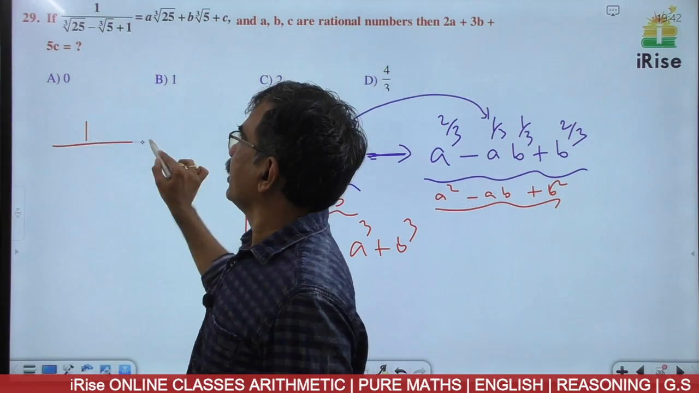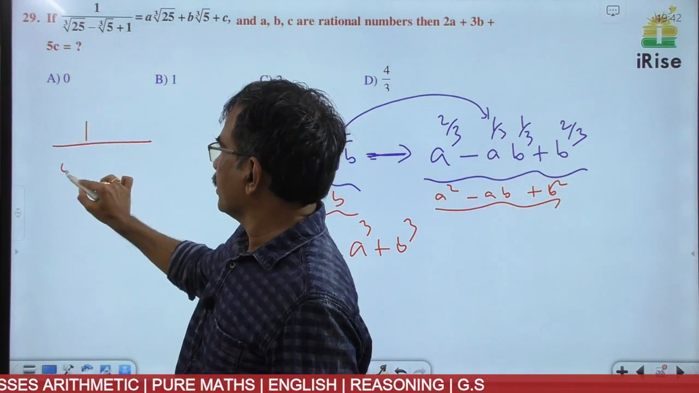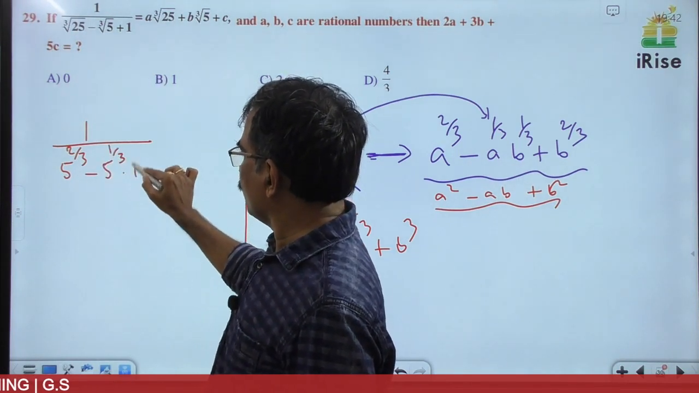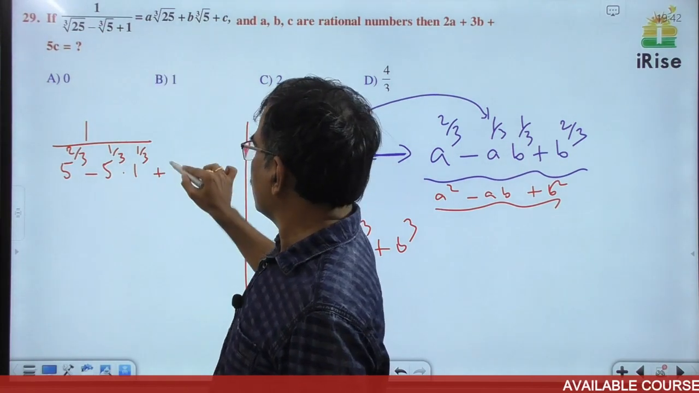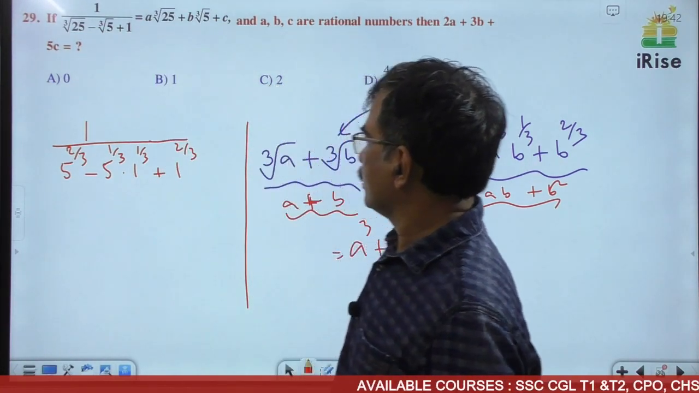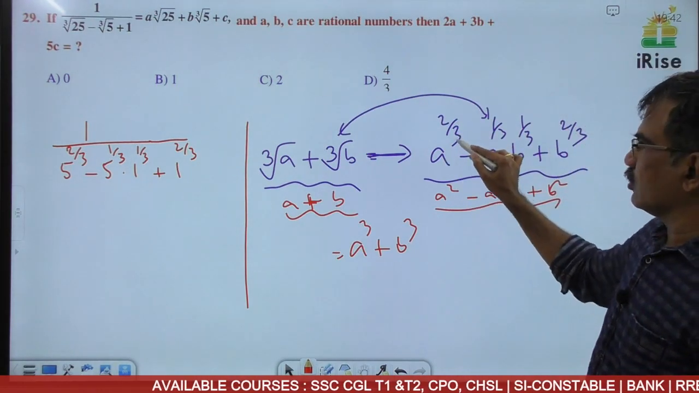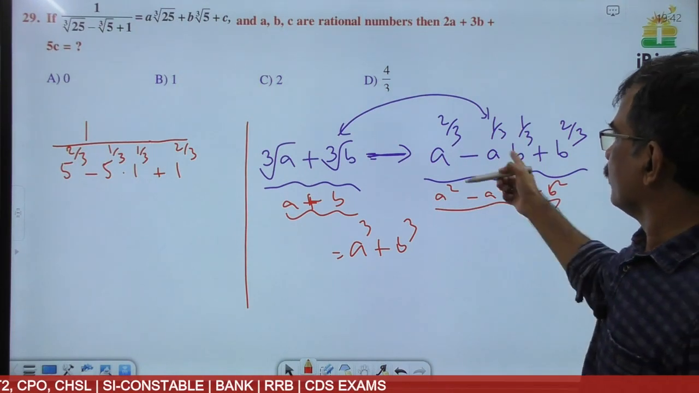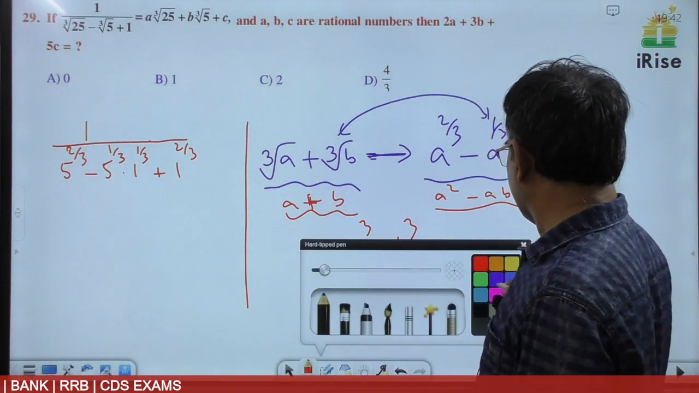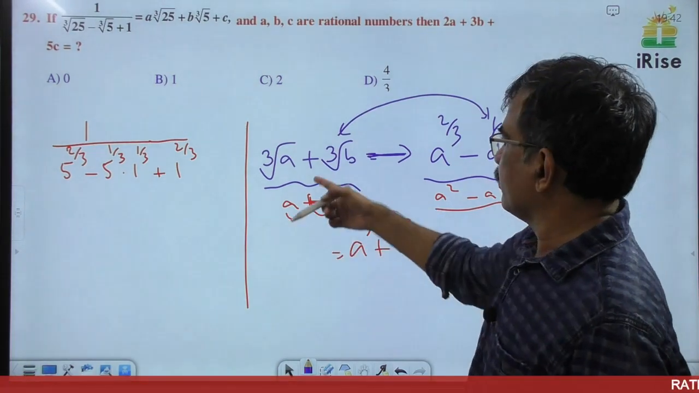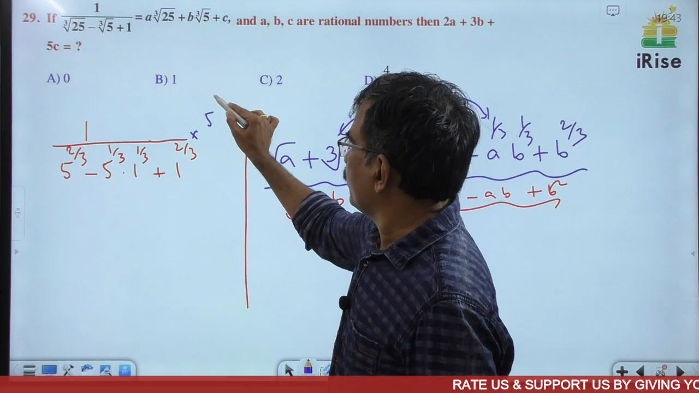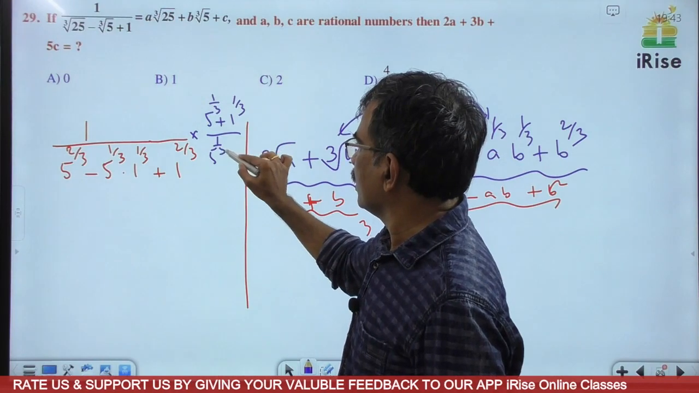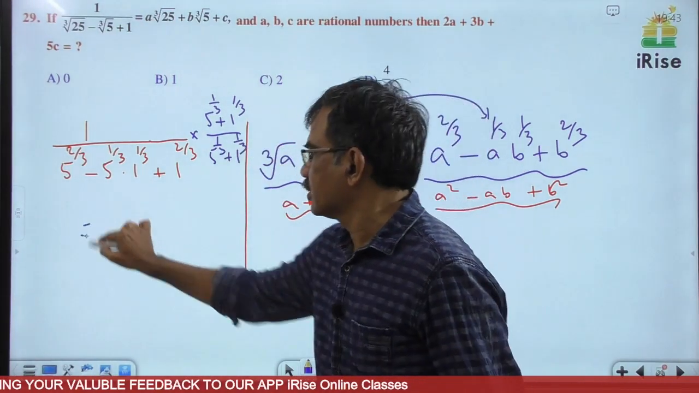Here 1 by cube root of 25 can be written as 5 power 2 by 3 plus 5 power 1 by 3 into 1 power 1 by 3, plus 1, which can be written as 1 power 2 by 3. See, the denominator is in the form of a power 2 by 3 minus a power 1 by 3 b power 1 by 3 plus b power 2 by 3. I want to multiply and divide by 5 power 1 by 3 plus 1 power 1 by 3. Then what do we get?